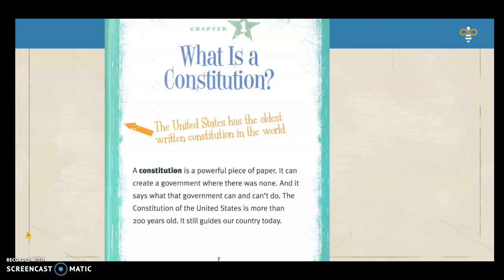What is a constitution? A constitution is a powerful piece of paper. It can create a government where there was none, and it says what the government can and can't do. The Constitution of the United States is more than 200 years old. It still guides our country today.